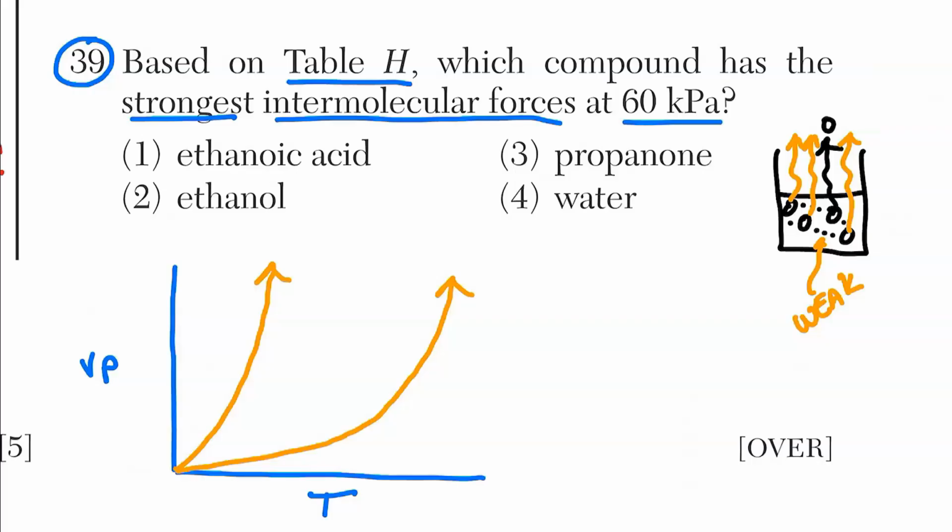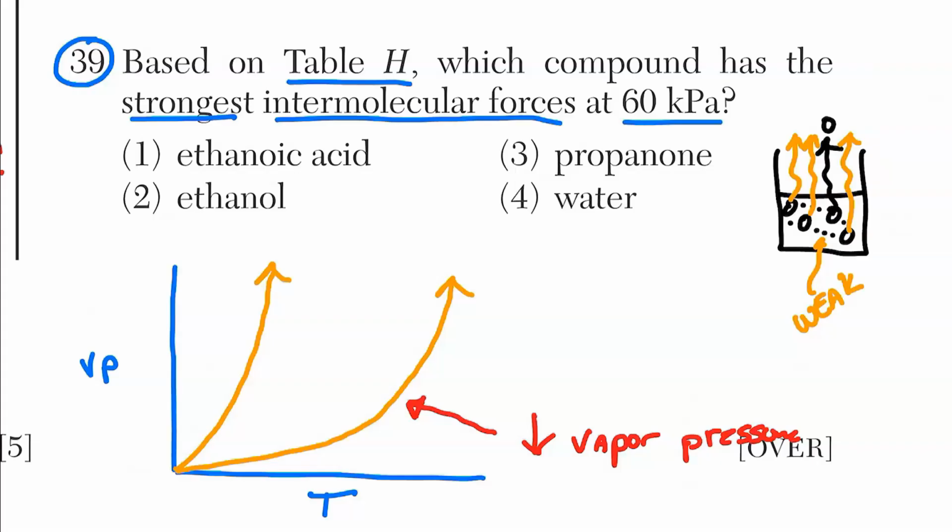So I'm looking for something that's resisting evaporating. I'm looking for the curve that's more flattened out at 60. I'm looking for the chemical that has the lowest vapor pressure, or the lowest rate of evaporation for that particular point. So let's go for 60 kilopascals and see which one is resisting evaporating, who has the lowest vapor pressure.